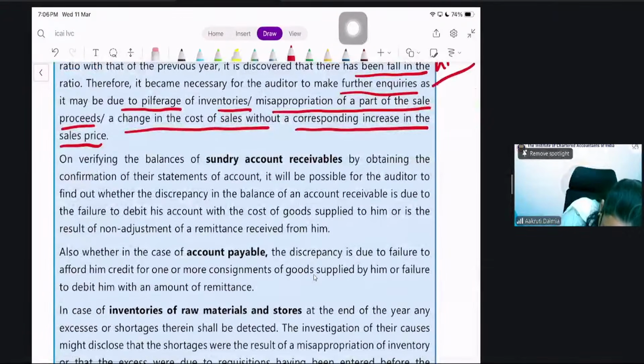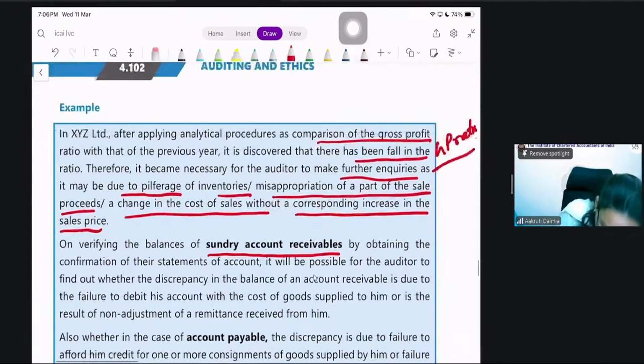So on verifying sundry accounts receivable, what does it mean by sundry accounts? Pilferage means small petty thefts.